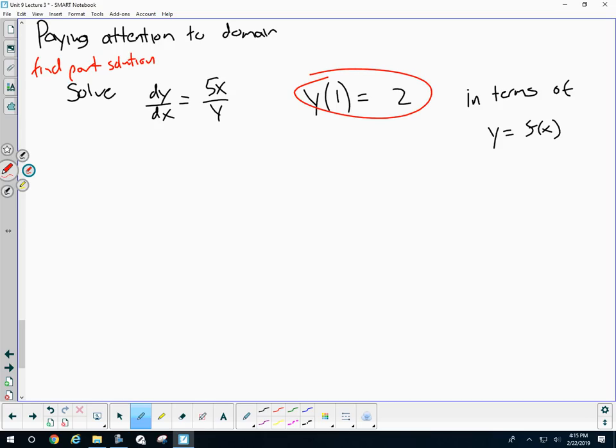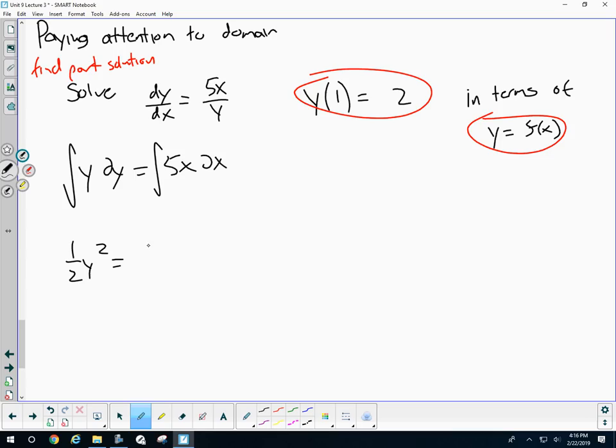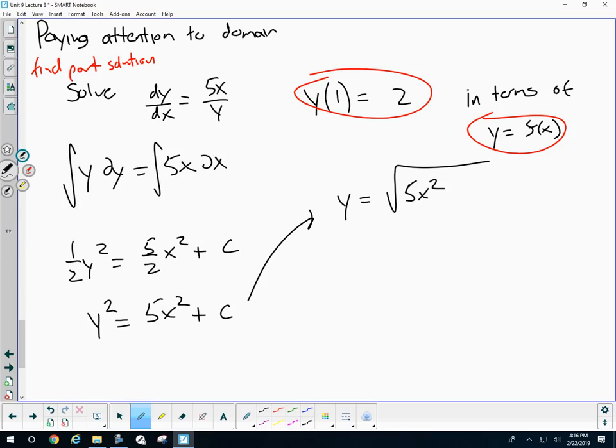So I'm given an initial condition. I'm asked to put it in terms of y equals f of x. Okay, let's see what happens. I got y dy after multiplying by y and multiplying by dx, 5x dx. Take the antiderivative of both sides. I get 1/2 y squared equals 5/2 x squared plus c. Okay, I'm going to want to solve for y, so I'm multiplying by 2. Then I'm taking the square root of both sides. Since I'm taking the square root, I need a plus or minus.